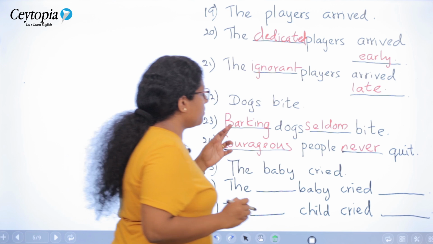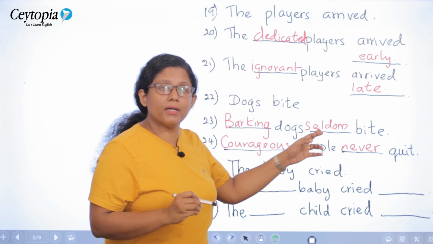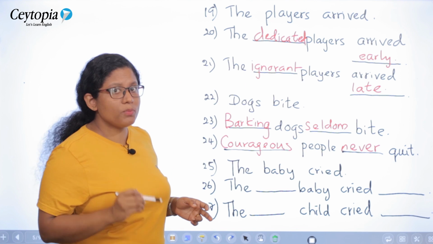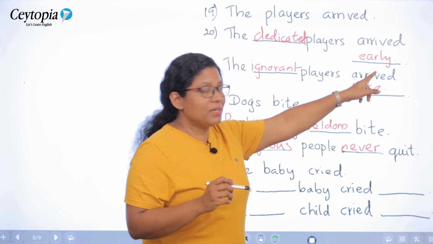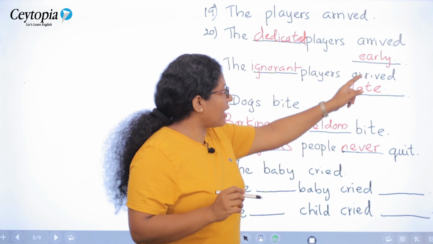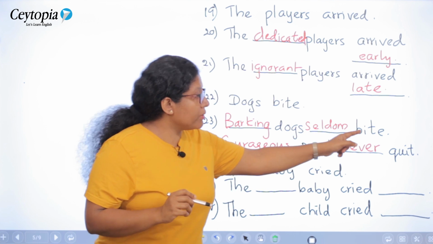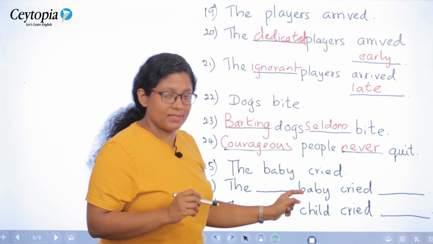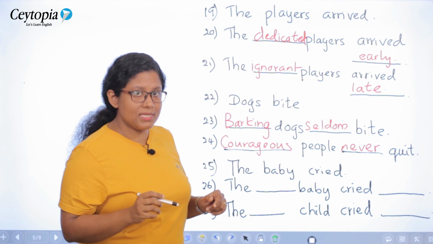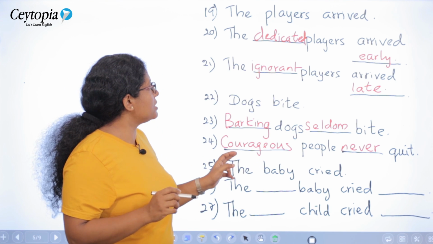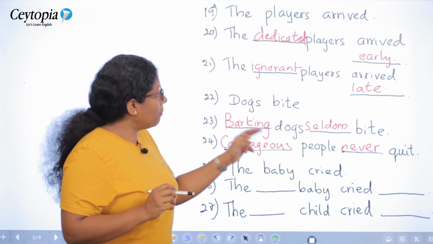Now in these two examples you will see that sometimes we use adverbs before the verb. In previous examples you might have noticed we usually use the adverb after the verb. Arrived early, arrived late. But in these two cases you have the adverb before the verb. Seldom bite, never quit. So these are different usages. But in most of the cases you have the adjective before the noun. See? Players, what kind of players? Dedicated players. Dogs, barking dogs.